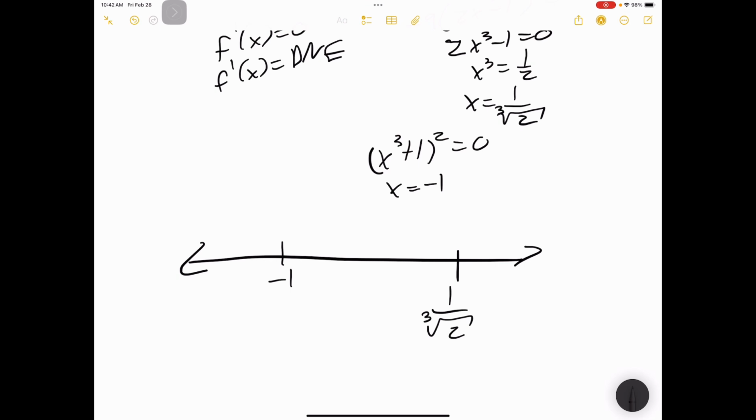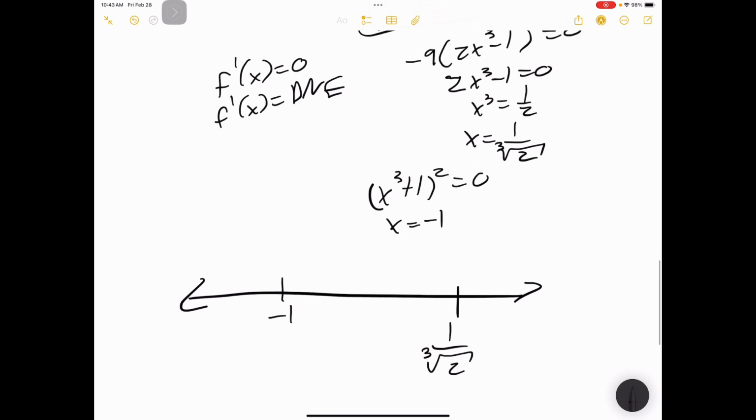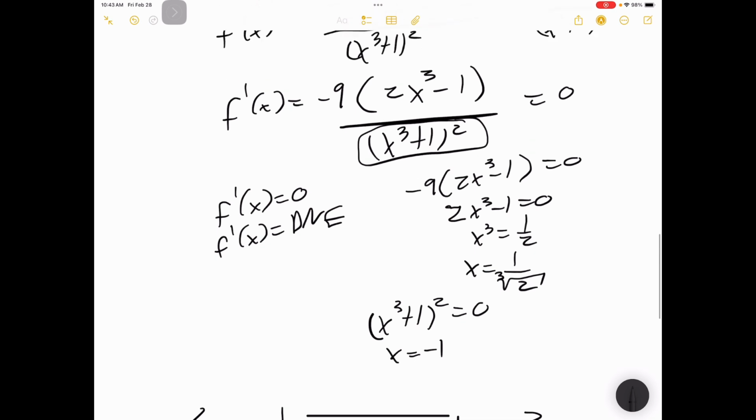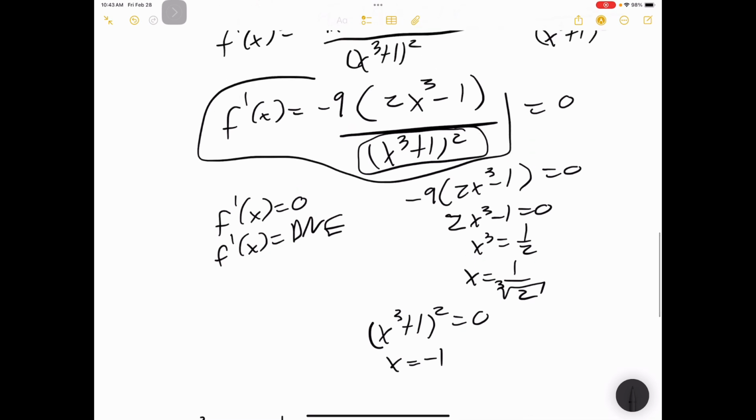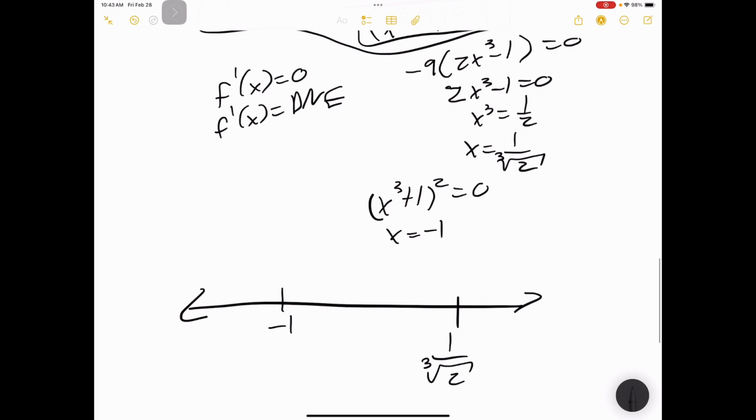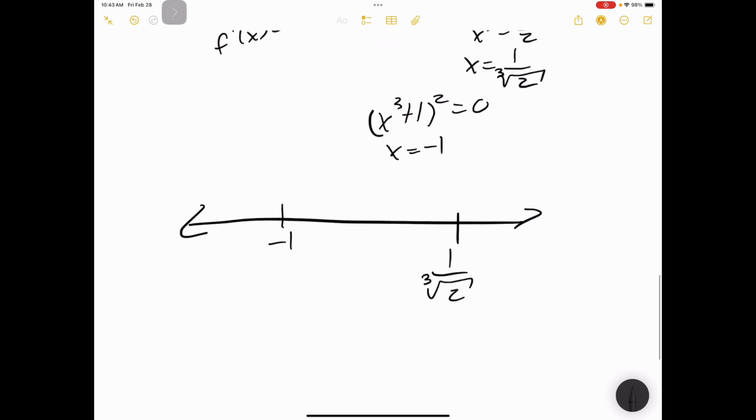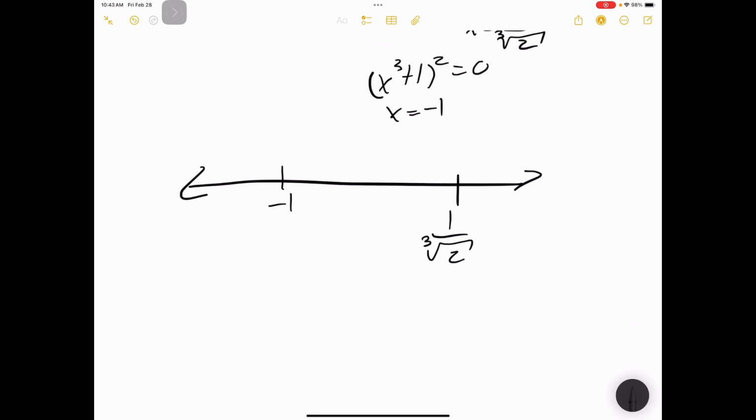And I want to know where this function is increasing and decreasing on this number line. And so let's go back to our derivative up here, our f prime, and plug a few numbers in. And those numbers have to be something to the left of -1. So we'll plug in, say, -2. We'll plug in something between our two important points, so maybe 0. And then something to the right of our 1 over the cube root of 2, maybe something like 1.